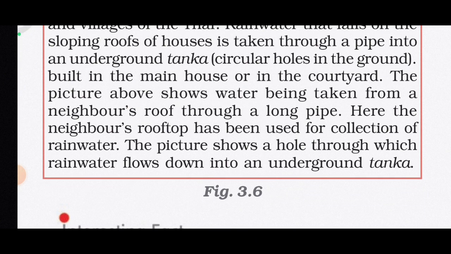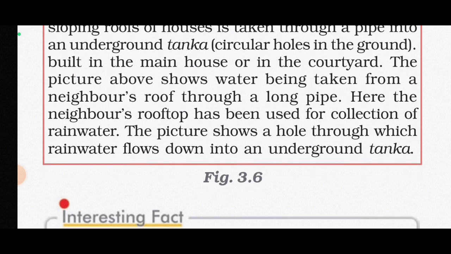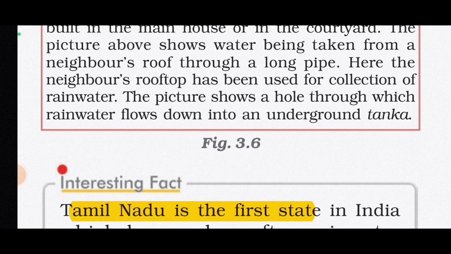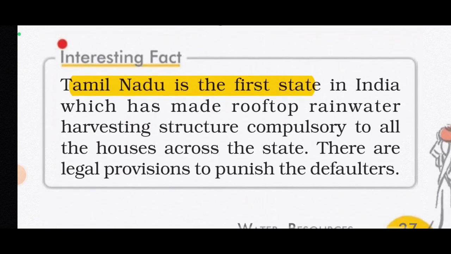The picture above shows water being taken from a neighbor's roof through a long pipe. Here the neighbor's rooftop has been used for collection of rainwater. The picture shows a hole through which rainwater flows down into the underground tonka.